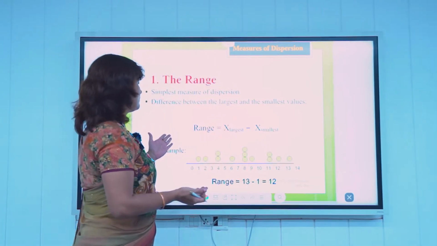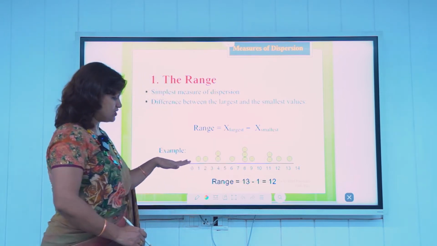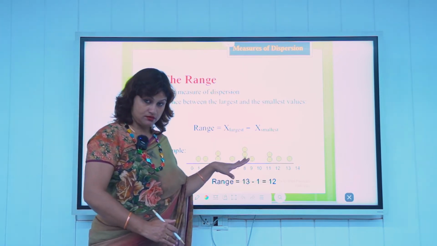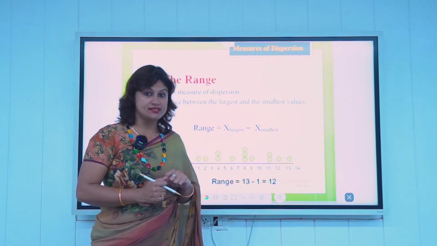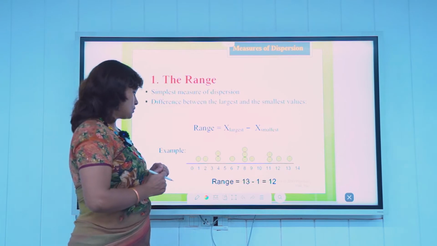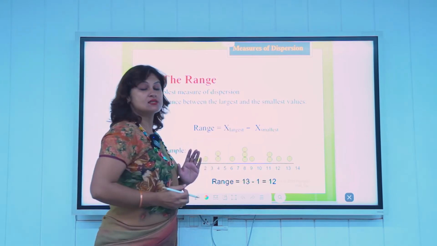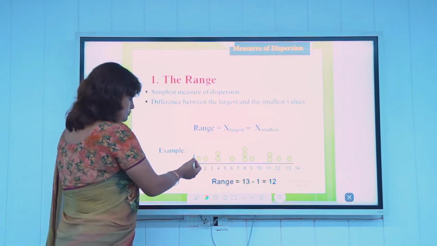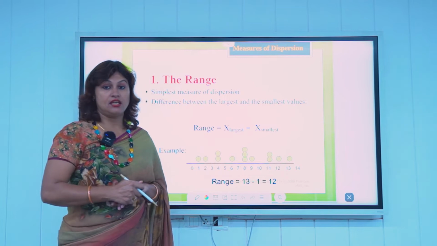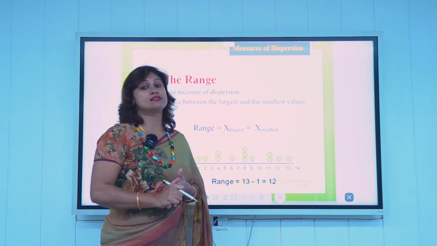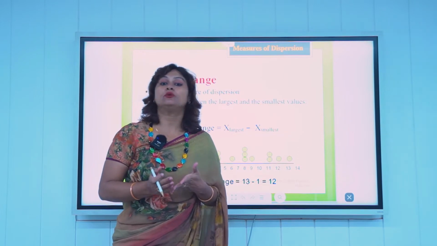You can see from this example, along the number line, I have mentioned some of the data set, and these green balls are depicting their frequency of occurrence. So, range is the largest value minus the smallest value. Smallest is 1 and largest is 13. If we take the difference of these, we get 12. That means range is equal to 12.